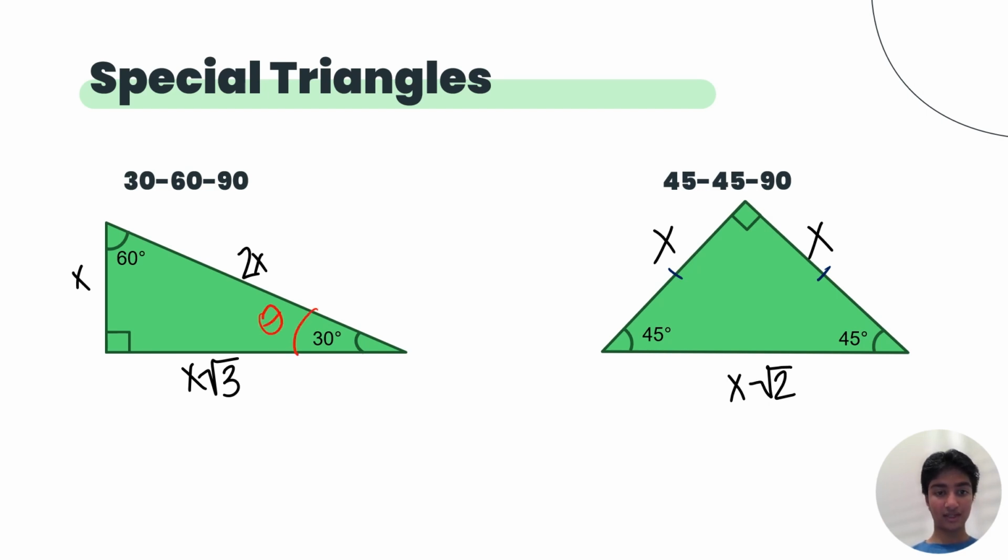So if theta is 30 degrees, then the side opposite would be x. X is just a variable, right? And this is the value we're basing everything off of. So then the side adjacent to it, remember that theta is 30 degrees and that is our reference angle in this case. Adjacent is x root 3. And then hypotenuse is 2x.